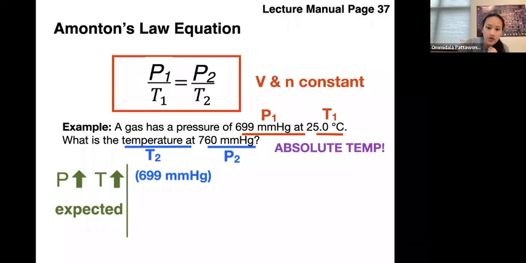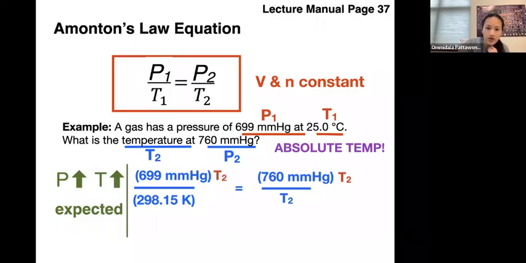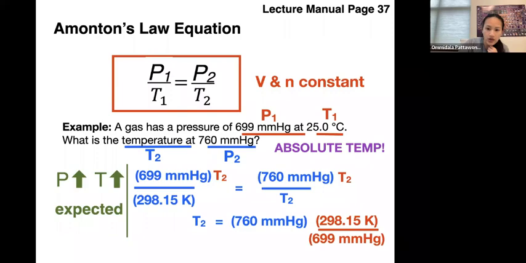Okay, if you plug this in, make sure that you convert those temperatures into absolute temperature as well. If you actually calculate this correctly, you are going to get T2 equal to 324 Kelvin. Okay, so as we expect, right, temperature increases, pressure also increases.